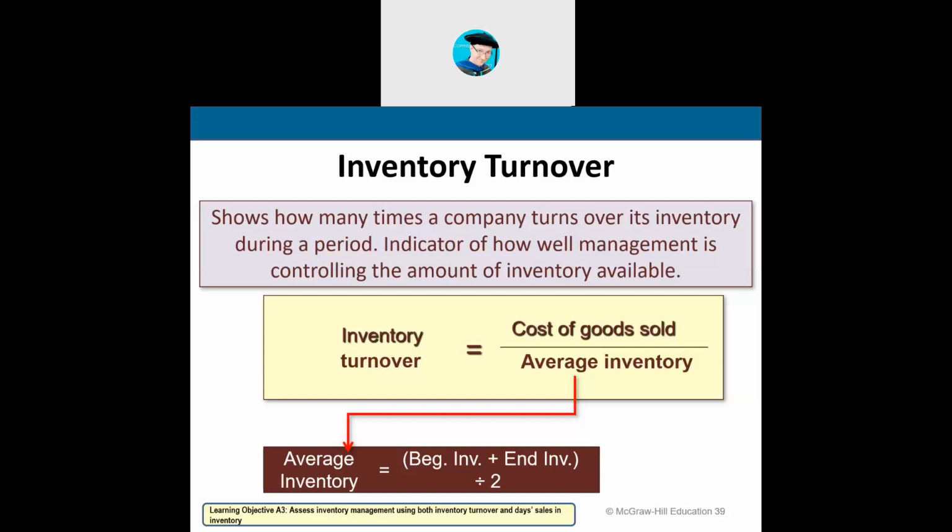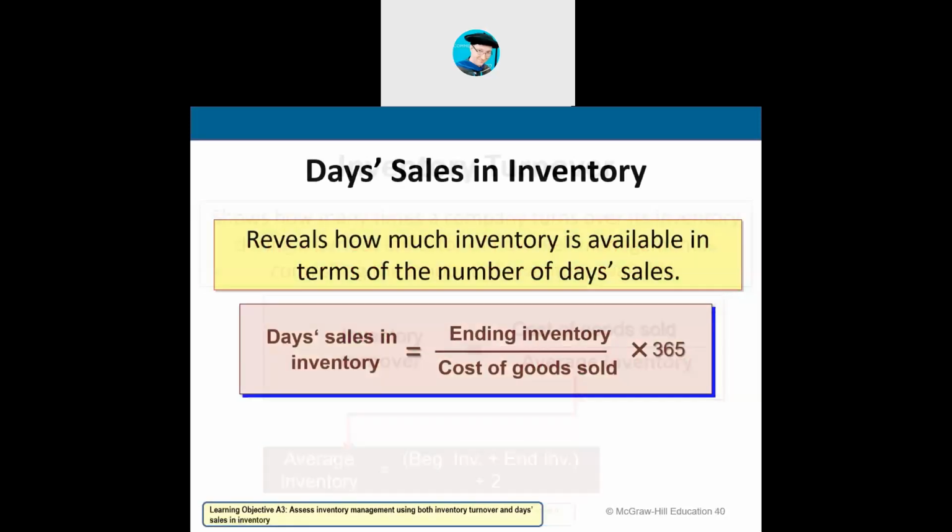How do you find the average of something? We add the beginning plus the ending and divide by 2. That's how you find average, right? So the beginning inventory plus the ending inventory divided by 2 gives us average inventory. Cost of goods sold divided by average inventory is how we calculate inventory turnover. Inventory turnover shows us how effectively we're selling through our inventory.